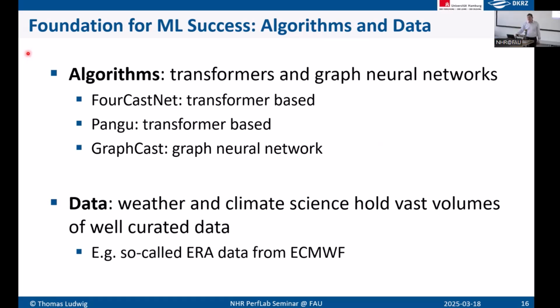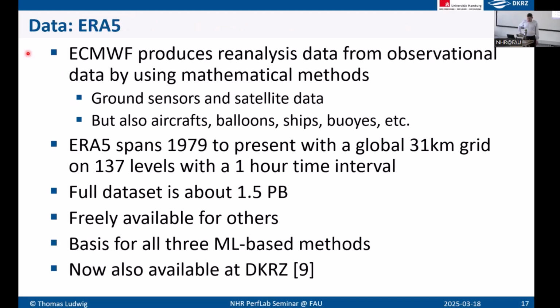But the question also is, where do they get the training data from? The training data, for all three of them, definitely, is obtained from ECMWF, from a data set that is called ERA. And I will speak about that in a moment. So algorithms and data are the foundations for the success of these three algorithms. And of course, then DWD and ECMWF developed their own algorithms too. So the ERA data, that is very important. That is the training data for the neural networks for all three of these publications.